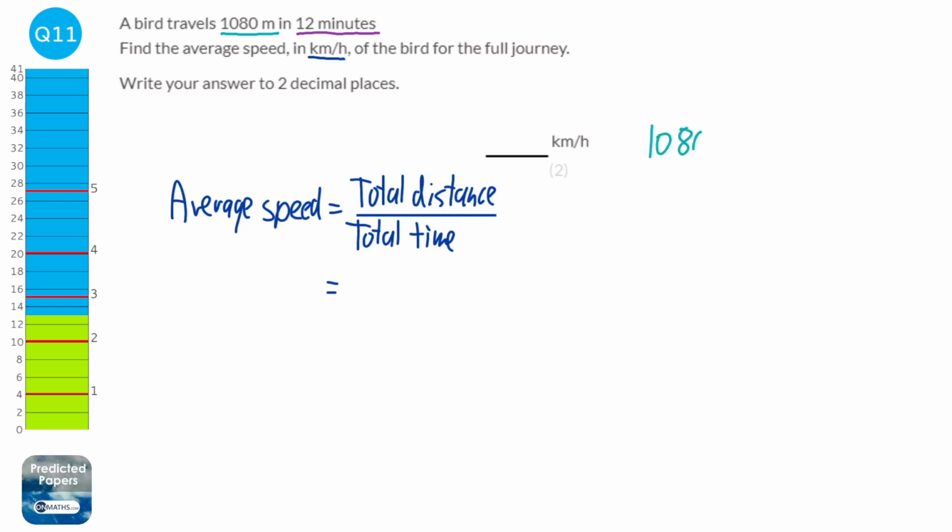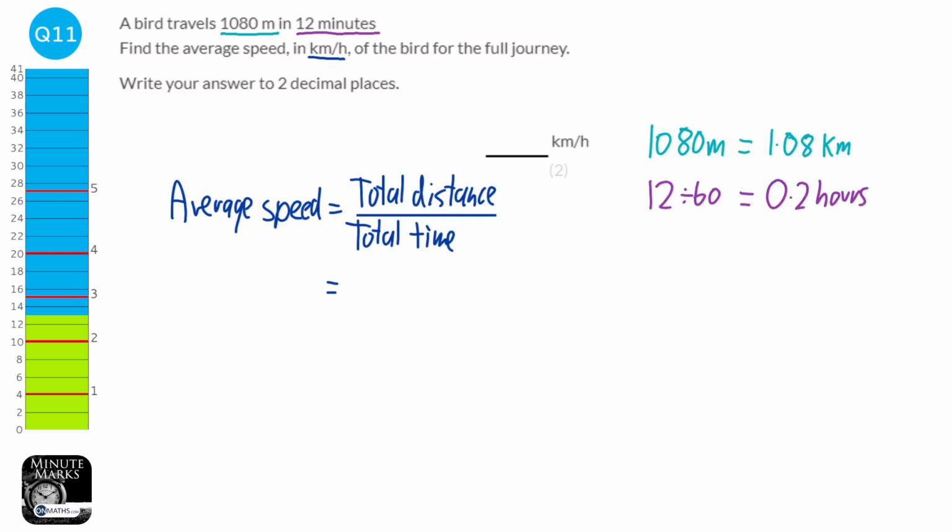So 1080 metres is going to be 1.08 kilometres because there are 1,000 metres in a kilometre, so all we need to do is just divide the metres by 1,000. Minutes are a little bit trickier. To get from minutes to hours, all we need to do is divide by 60. And so when you divide that by 60, you get 0.2 hours.